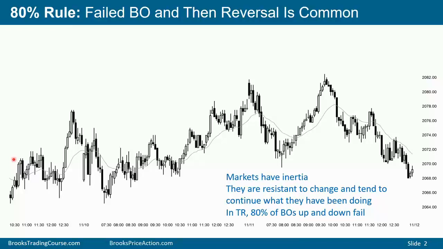I talked about how markets have inertia, and that means they are resistant to change and they tend to continue what they've been doing. In a trading range, 80% of the time, the market will have breakout attempts that are strong, up and down, and they'll fail and lead to reversals instead of a successful breakout into a trend. We have a strong reversal down, but it stops after a bar or two. Pretty strong reversal up, it stops after 2 or 3 bars. 3 consecutive bear bars, the market reverses up.